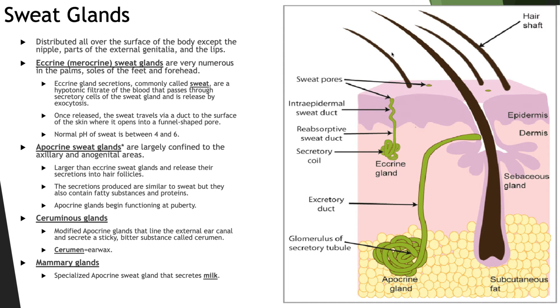Once released, the sweat travels via a duct to the surface of the skin where it then opens into a funnel-shaped pore. Normal pH of sweat is about 4 to 6, which gives it some antibacterial properties as well. In addition to those, you have your apocrine sweat glands, which are largely confined to the axillary and the anogenital sections. These are larger than eccrine sweat glands and release their secretions onto the hair follicles. The secretions that are produced are similar to sweat, but they also contain some fatty substances and proteins. And then the apocrine glands begin functioning at puberty.